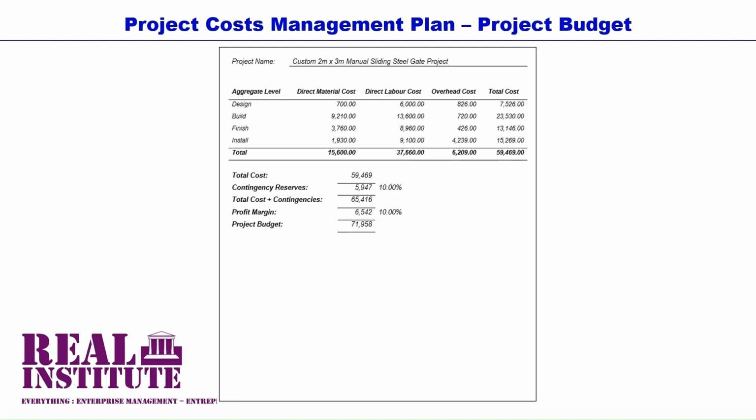As you can see in our case example project, the subtotal cost of the design, build, finish, and install phases or milestones are then aggregated to a project total of 59,469. This figure is the absolute estimate of what it will cost to undertake this project.